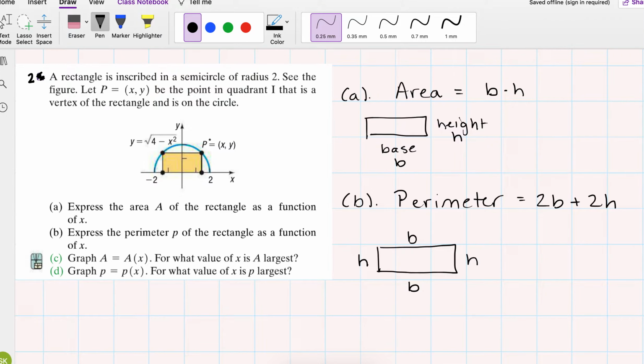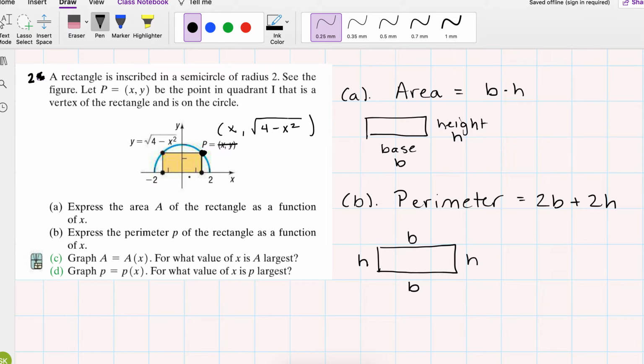Well, let's see. We know at least that this point here, P, is (x, y). To figure out y, we plug the x value into this equation. In fact, let me scratch this and say that this is (x, square root of 4 minus x squared). Because this point, although it's a vertex of the rectangle, lives on this semicircle, which tells me that the y values will always be given by this equation. So we can just replace this y with this piece here.